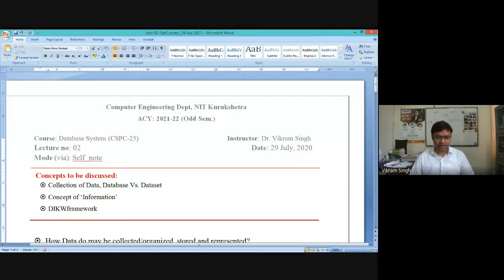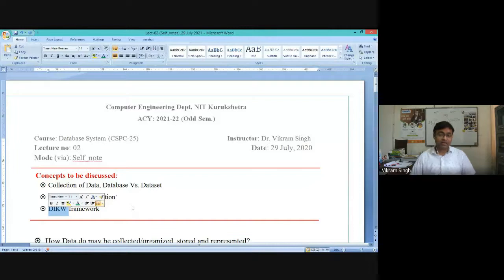So there is this term called the DIKW framework, which is data, information, knowledge, and wisdom. It is assumed that in the entire world of the internet, whatever details are available could be in one of these four forms. It will be data, or it may be information, it may be a knowledge piece, or it may be the wisdom form of detail, right? So this is a very abstract concept.